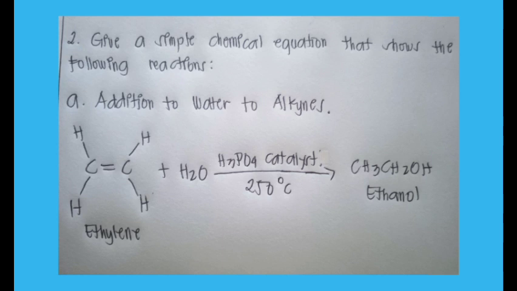Okay, for letter A, we have addition of water to alkenes. For the first structure, which has ethylene added to H2O, it is equal to, with H3PO4 catalyst at 250 degrees Celsius, CH3CH2OH, also known as ethanol. That is for letter A.